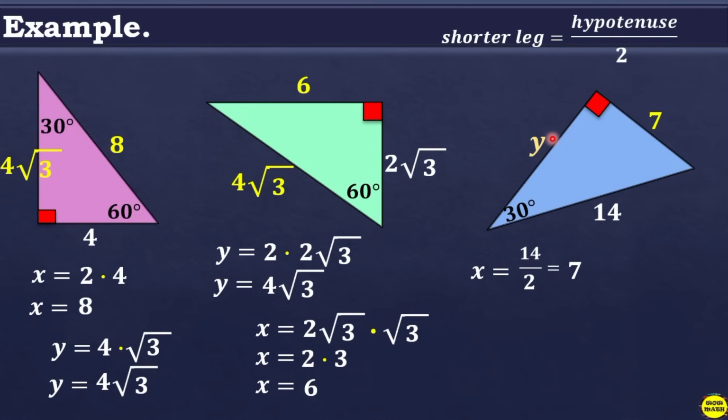Now, we can now find the length of your longer leg, which is y. So, your y is equal to, para mahanap natin ang longer leg, ang formula niyan, ita-times po natin si shorter leg, si 7, sa square root of 3. Okay, so ita-times natin siya by square root of 3. So, we have 7 square root of 3. So, this is 7 square root of 3.